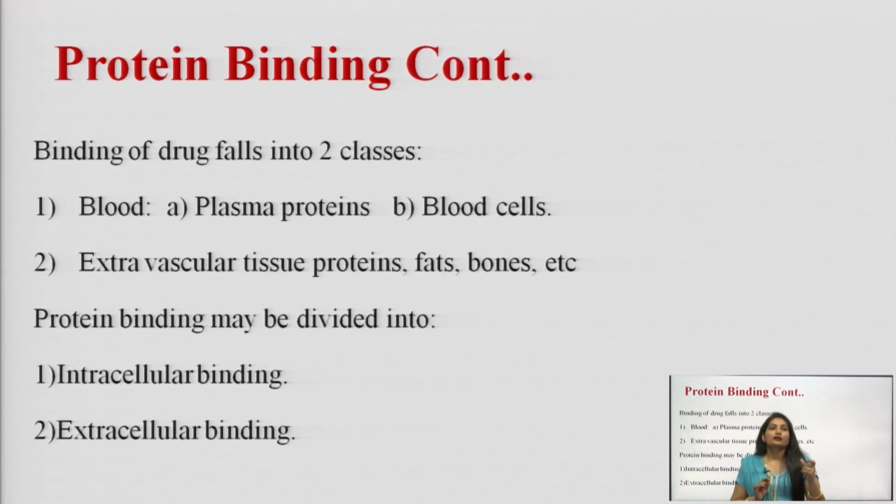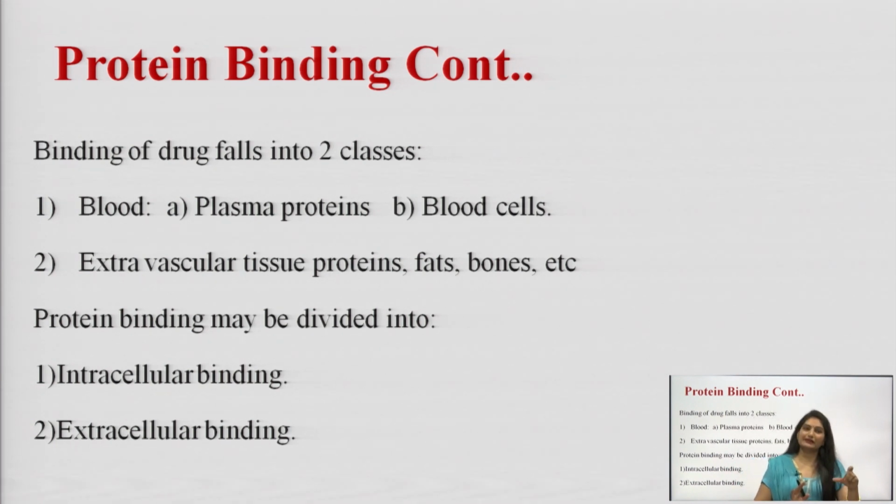Now, binding of drugs falls into two classes. First is blood and second one is extravascular tissue proteins, fats and bones, etc. In the blood there are two things, one is plasma protein and second one is blood cells. Drug can bind to blood cells as well as to the plasma proteins.